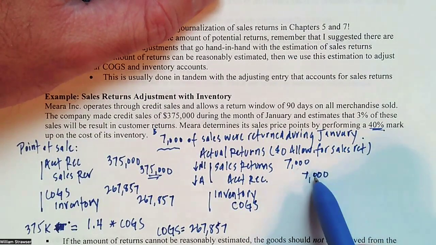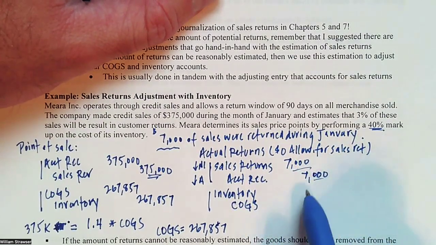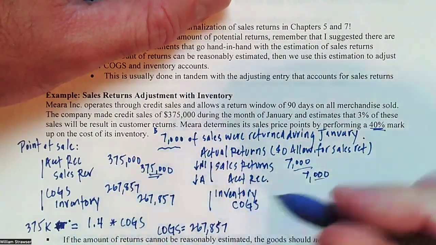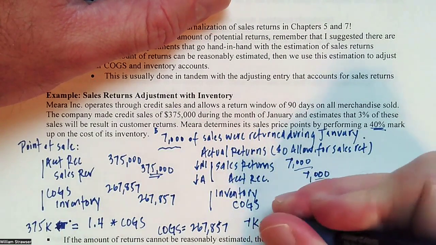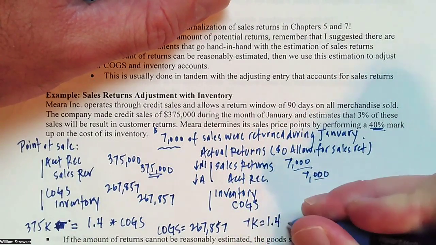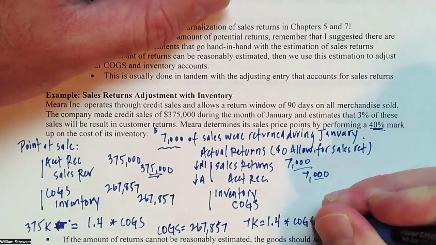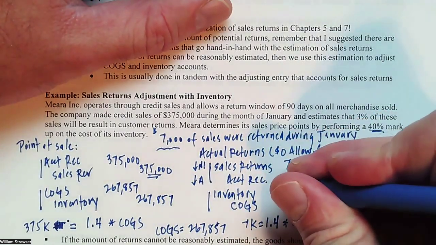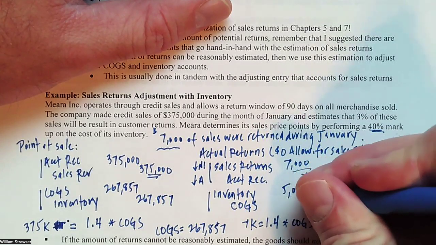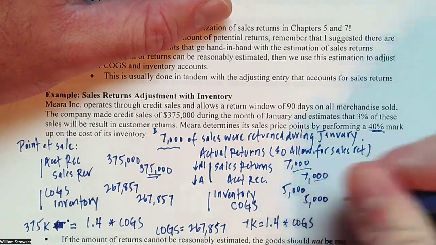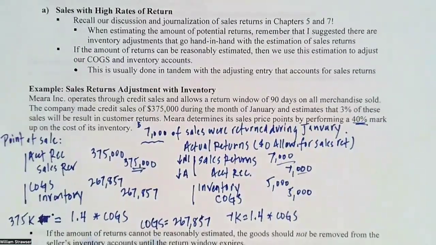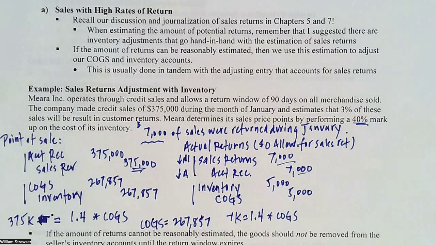Again, this is the sales price. So I have to translate that into what that would be in terms of cost. I use the same idea I did down here. 7,000 is 140% of what value? Cost of goods sold. So 7,000 divided by 1.4 gives me an even $5,000. So that's a first part of some things we have to consider about how sales returns affect us.